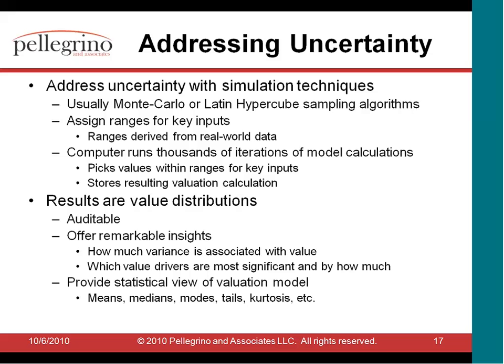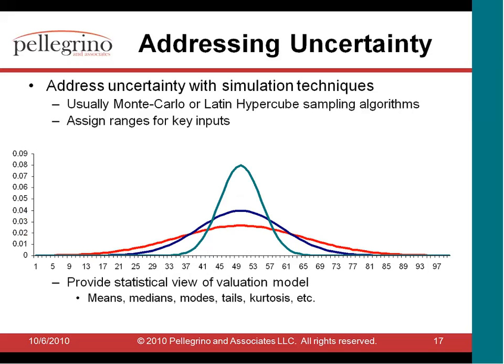But really what we find is that the results are directly auditable because we have what the results are. So if we're saying, all right, well, what's the average condition look like for a valuation that might be worth $10 million, we can actually look at the key inputs and see what conditions would tend to drive that. So it's auditable. It gives us remarkable insights with the variance associated with each value through the regression analysis, and which value drivers are most significant and by how much. And this becomes important when we started having to defend ourselves against attack. It gives you a statistical view of the valuation model, the means, the medians, modes, tails, and so forth.